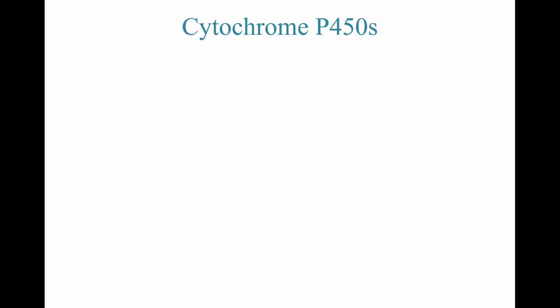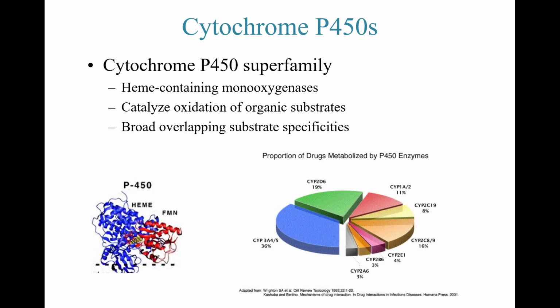Cytochrome P450s are a group of enzymes that play a major role in phase 1 metabolism. They are all heme-containing monooxygenases that can catalyze the oxidation of organic substrates. There are a number of different P450 enzymes, and they all have broad overlapping substrate specificities, meaning they can catalyze oxidation reactions of a number of different substrates.